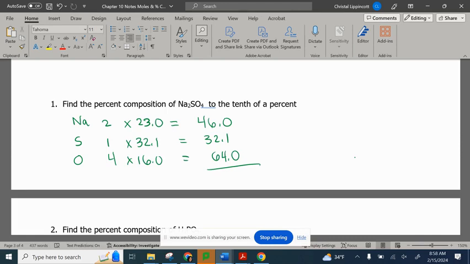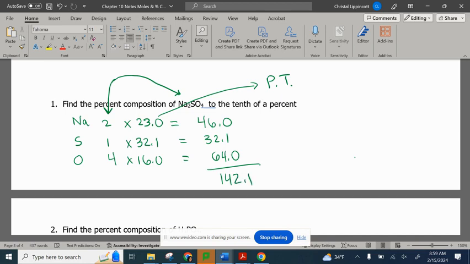Okay. Everybody know where I found all of these values from? Did I lose anybody? Yep. These values, this column here, I got from the formula. This column here, I got from the periodic table. The mass is off the periodic table. I then just multiplied these 2 across to get this value. And then I'm going to add them up to get my overall mass, which is 142.1.